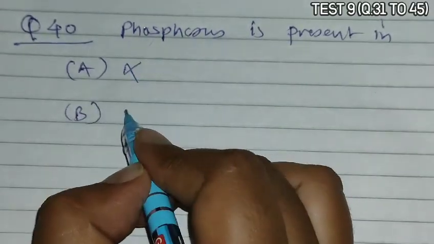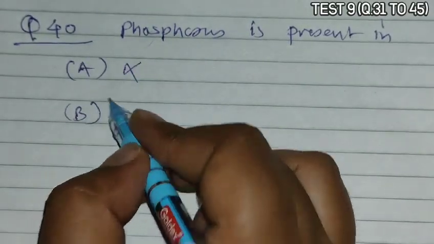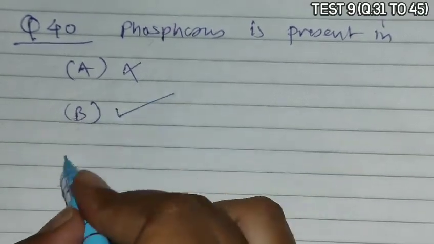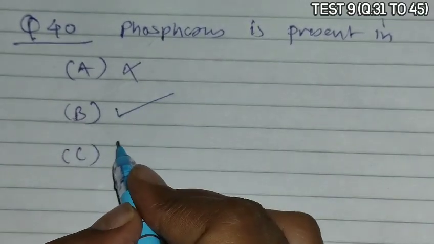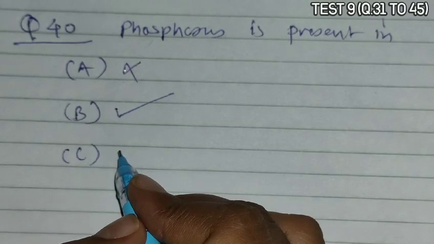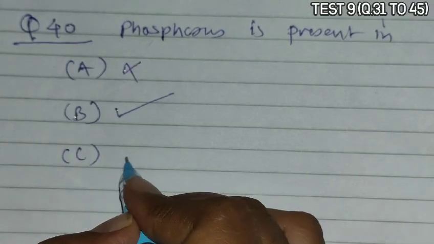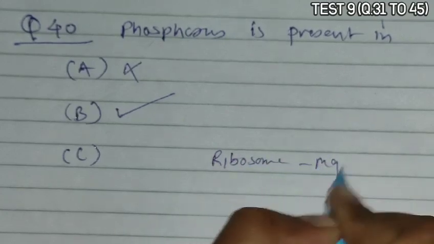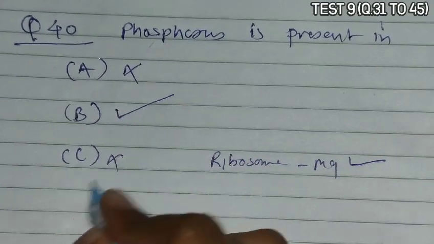B is given as some proteins and all nucleic acid. Yes, some proteins have phosphorus, and nucleic acids have phosphodiester bonds, so B can be possible. C, nucleotide and ribosome. Nucleotide can have phosphorus, but ribosome does not have phosphorus, because ribosome is associated with magnesium, not with phosphorus, so it is incorrect.